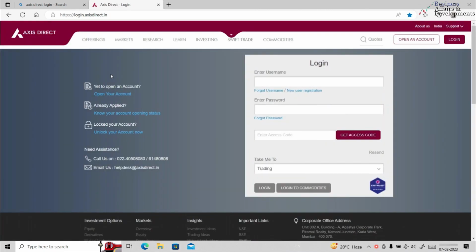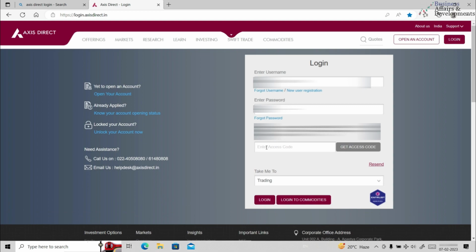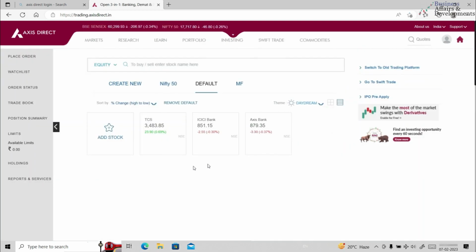Here we have to enter some personal details to login. After login, there are some tabs on left side and there are some tabs on upside. In middle we can see a watch list. From here we can add stocks. Let me explain these tabs one by one.